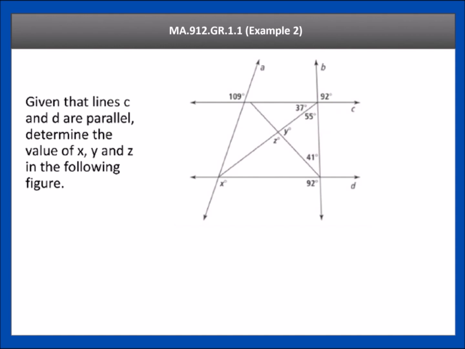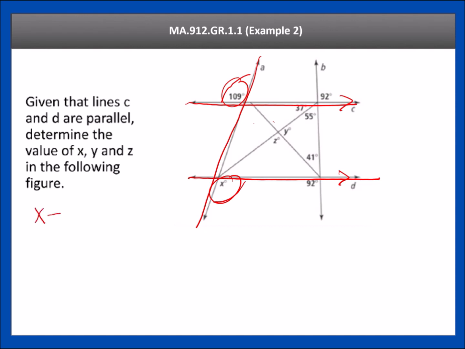All right, so for example 2, given that lines C and D are parallel, which we indicate with an arrow on the two lines, determine the values of X, Y, and Z. If I just focus on these two parallel lines and this transversal, and ignore everything else on the diagram, then I have the situation with the transversal. Notice that these two angles are alternate exterior angles. They're outside of the two lines, so these are going to be congruent. As long as these two lines are parallel, alternate exterior angles are always congruent. X equals 109. That's by the alternate exterior angles theorem.